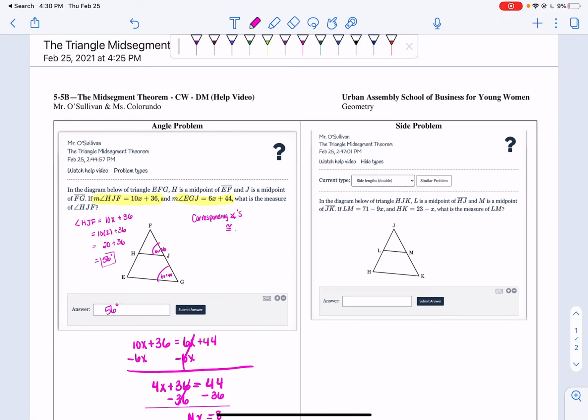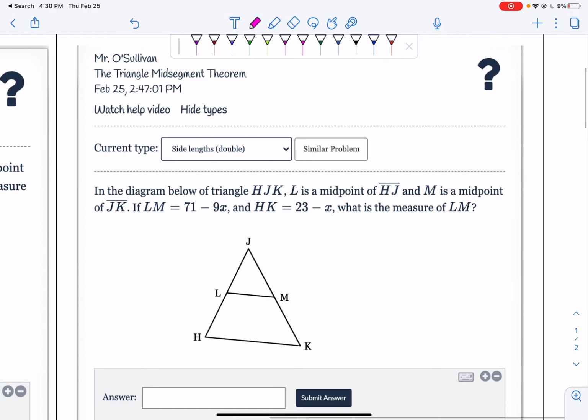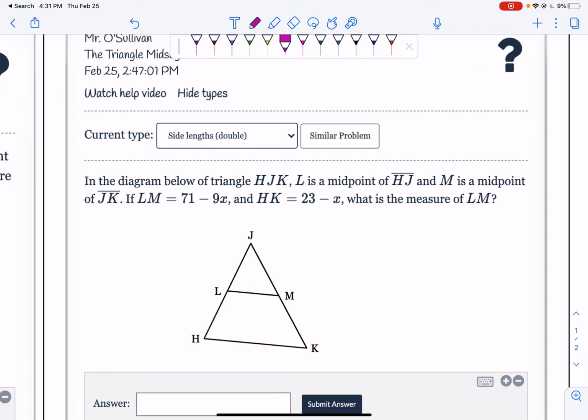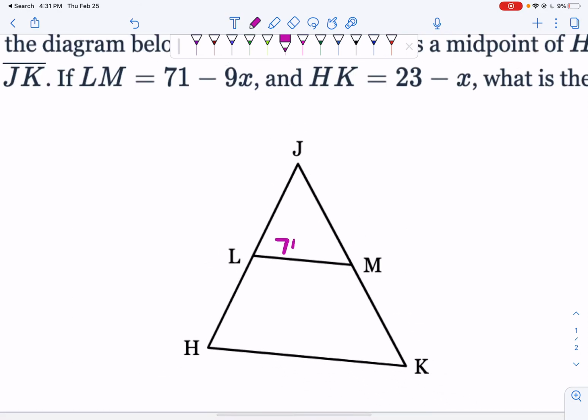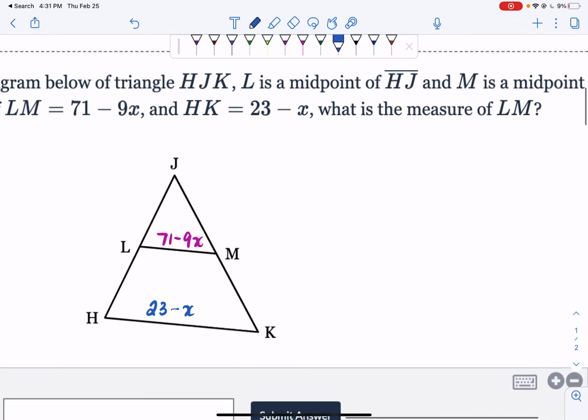Now let's look at a side problem. In the diagram below of triangle HJK, so I've got this big triangle HJK. L is a midpoint of HJ, and M is a midpoint of JK. LM is 71 minus 9x, and HK is 23 minus x. So if we look, we're going to label our image. I have 71 minus 9x. And then I have 23 minus x. And remember, we double our mid-segment and set it equal to our base.